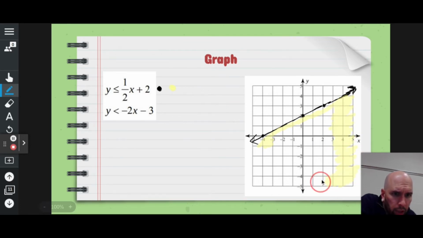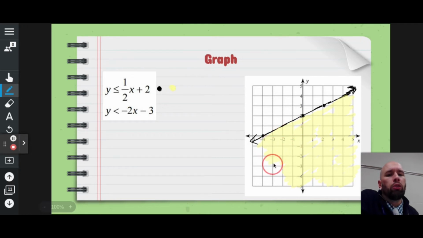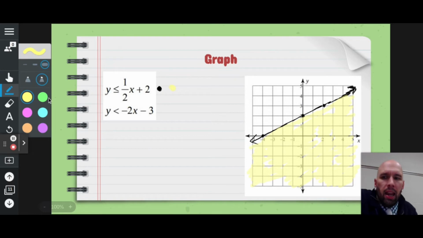While I'm shading, just a gentle reminder that when I graph the other one, I'm going to shade that one too. And wherever both of my shadings meet is going to be the region that is the solution to the system of inequalities. Try saying that fast a bunch of times. All right. I like it.